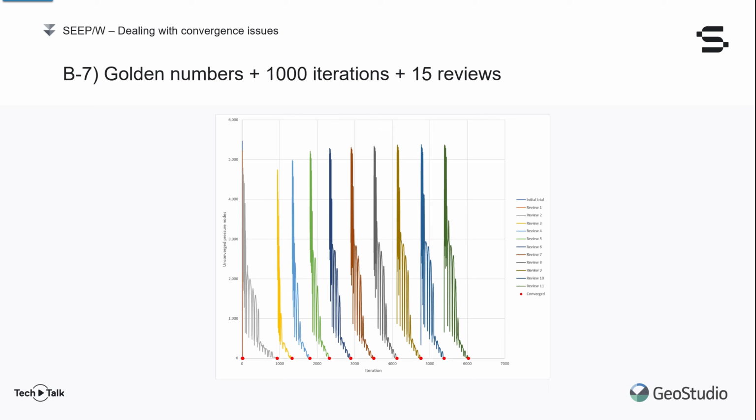As we had anticipated, allowing for 15 reviews gave the solver an opportunity for one more review before finally stopping after 11 reviews. Every review ended once convergence was reached, meaning we can now trust the results obtained from the numerical simulation.